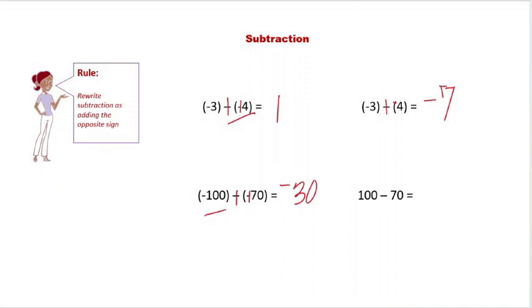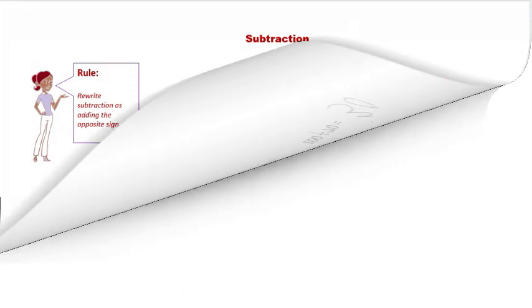Here, we're going to do 100 minus 70. We're going to rewrite our subtraction as adding the opposite sign. So now we have 100 plus negative 70, and that gives us positive 30. So those are the rules for positive and negative integers or numbers with addition and subtraction.